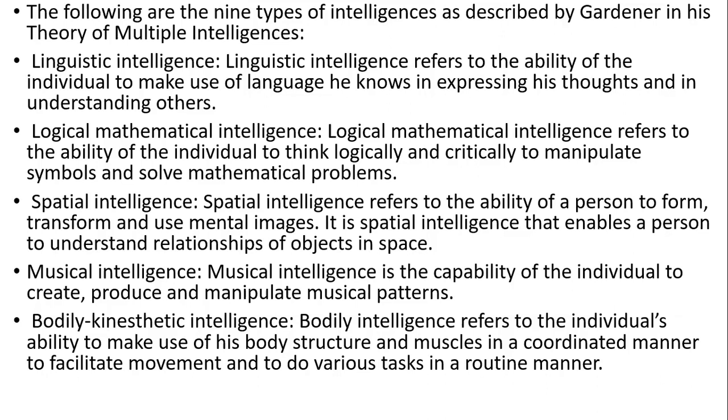Right? So he can critically manipulate symbols. He can use symbols. He can solve mathematical problems. Then we say that he has logical mathematical intelligence. What do you mean by spatial intelligence? He has the idea of space, right? So then spatial intelligence refers to the ability of a person to form, transform and use mental images. When something is said, we can create a mental image of it.